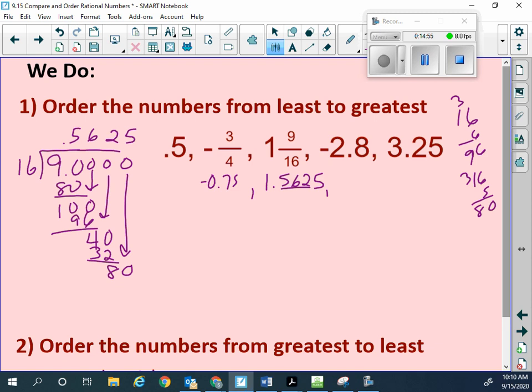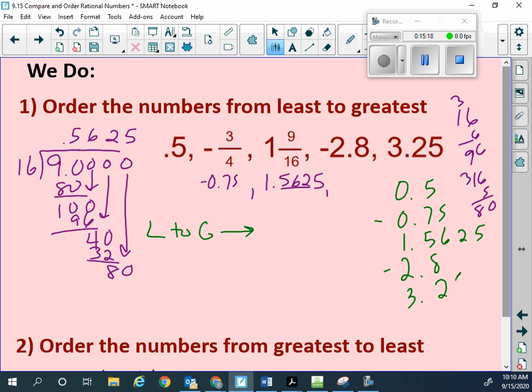Okay. So now I'm going from least to greatest. I could use a number line, right? Or I could make a list. I would make a list. Okay, -0.5, -0.75, 1.5625, -2.8, 3.25. Okay, so I made a quick little list there.